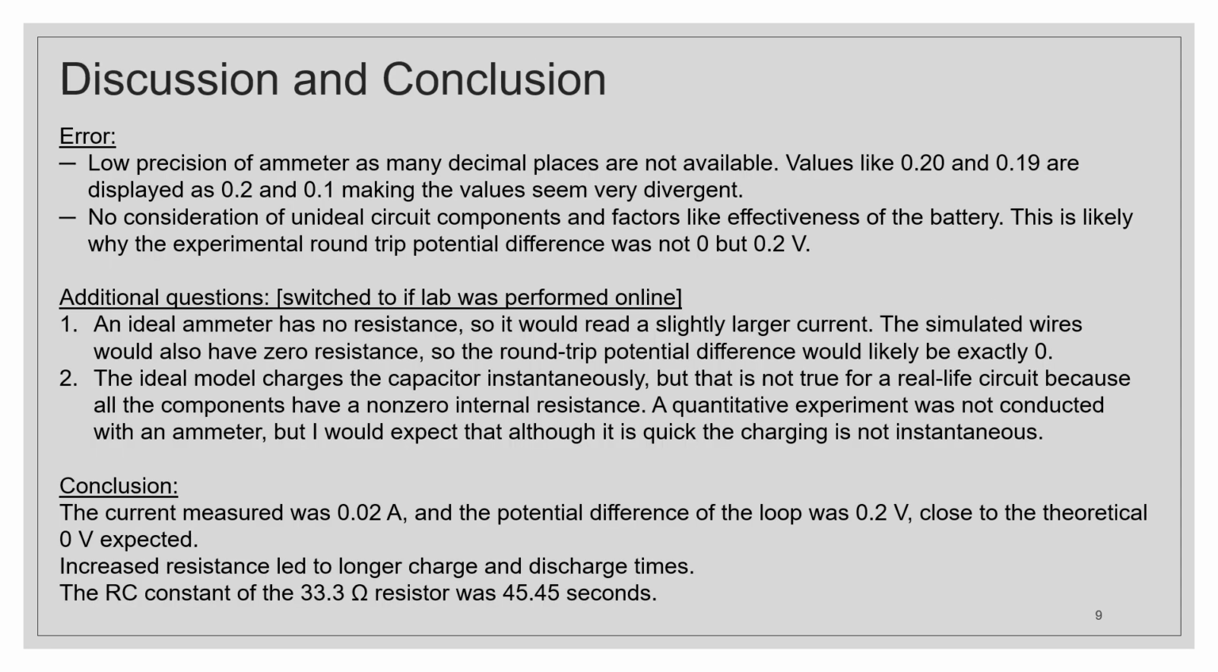Lastly, for the results, discussion, and conclusion, possible sources of error include low precision of the ammeter, as many decimal places are not available, and no consideration of unideal circuit components and factors like effectiveness of the battery. As for the additional questions, an ideal ammeter has no resistance, so it would read a slightly larger current. The simulated wires would also have 0 resistance, so the round-trip potential difference would likely be exactly 0.